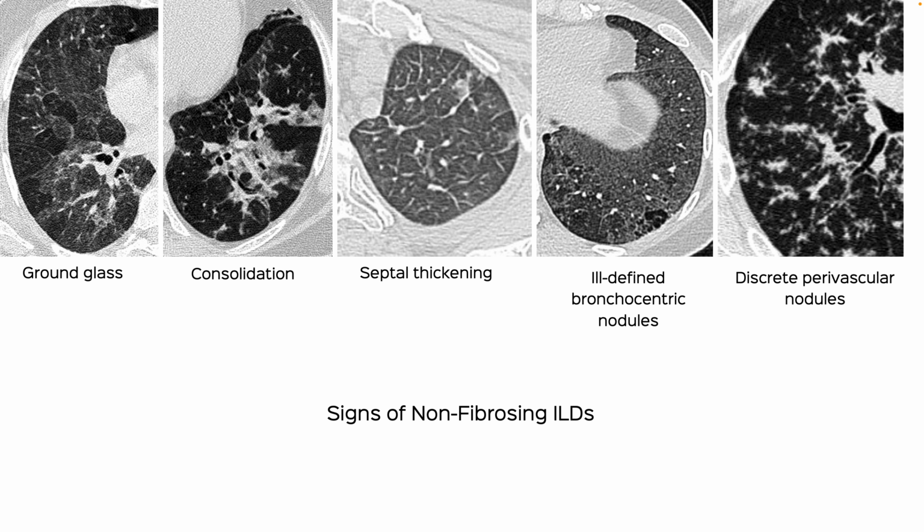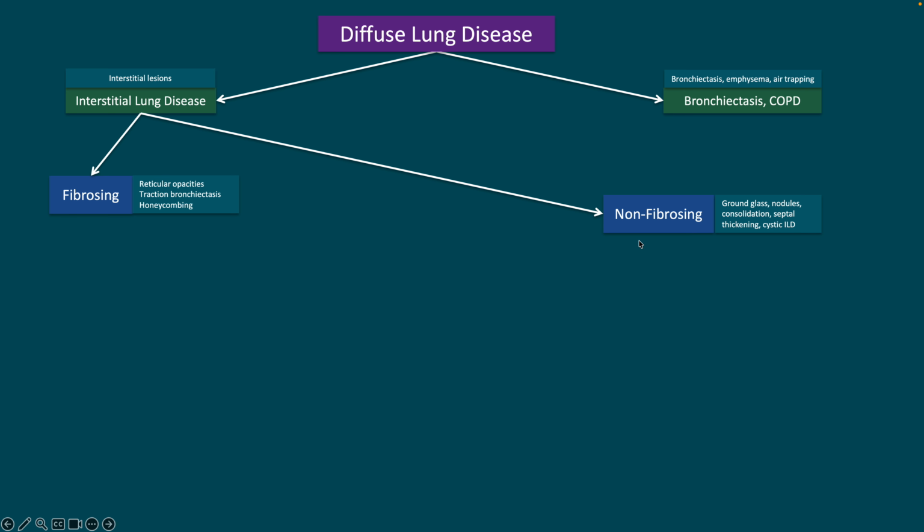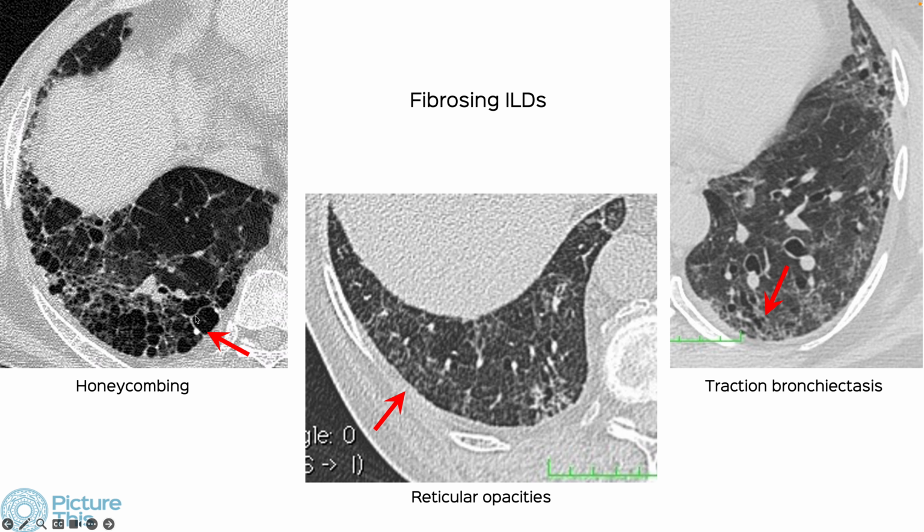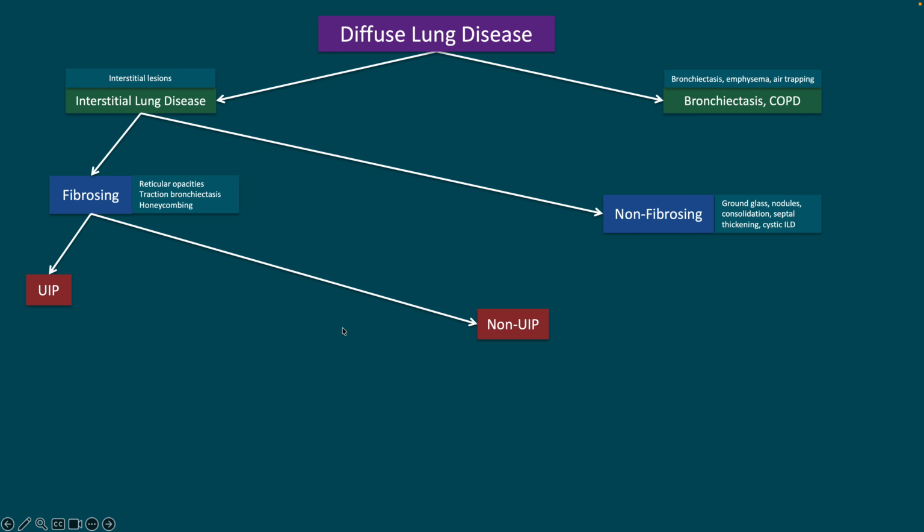The only caveat is that all of these findings can occur within fibrosing ILDs as well, either as part of the fibrosing ILD or as a superimposed complication. But apart from that, today we're not going to be discussing non-fibrosing ILDs because that's not the brief here. What we want to focus upon are the fibrosing ILDs, which are characterized by reticular opacities, traction bronchiectasis, and honeycombing. And these are the 3 signs that I will describe in a little more detail in the next few slides.